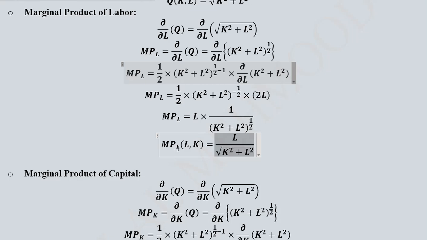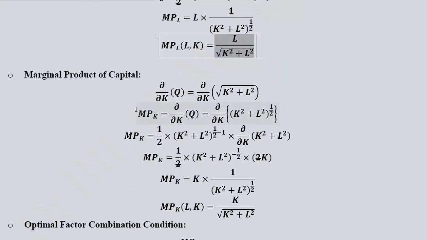So this is the marginal product of labor of the Pythagorean production function, and you can see that it is a function of capital and labor. Now it also shows the complementarity between the two.